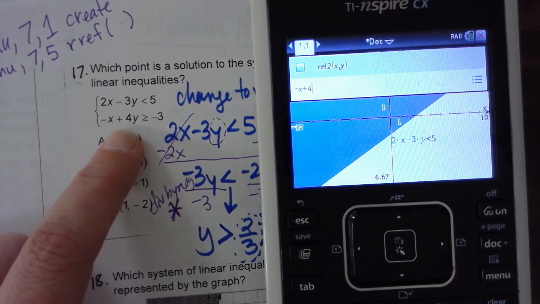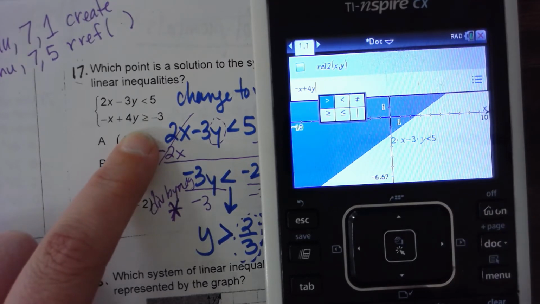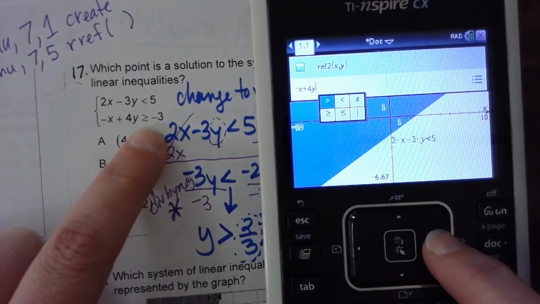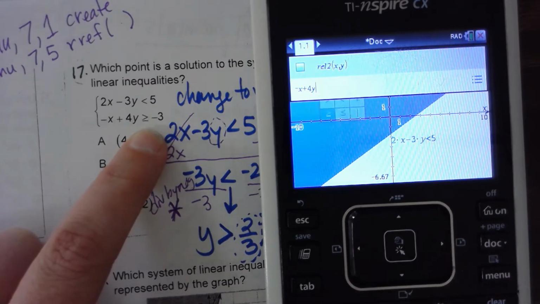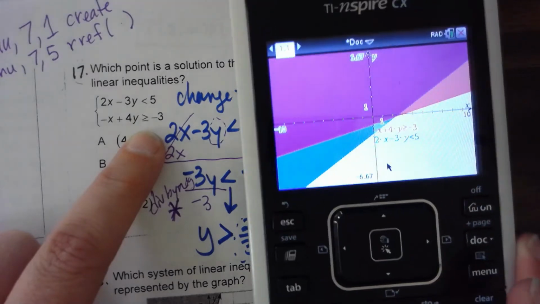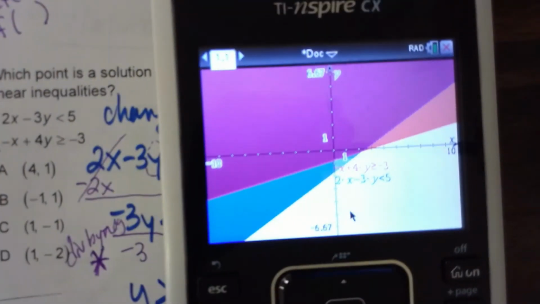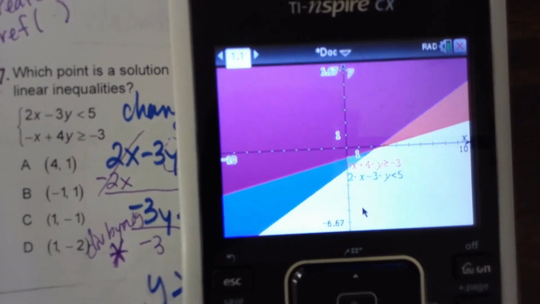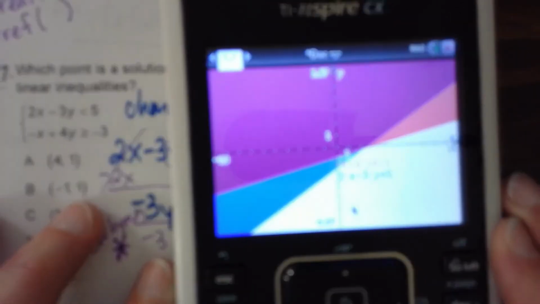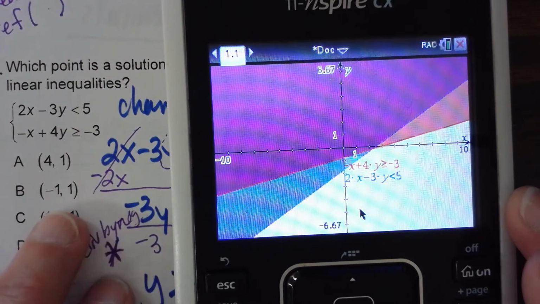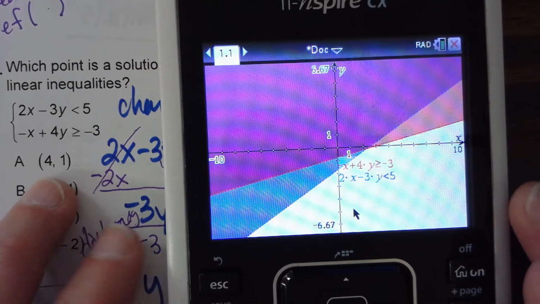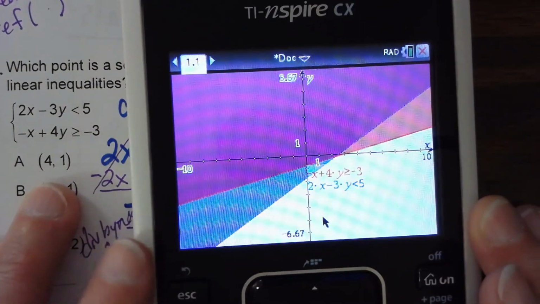-x plus 4y. Control equals. I want greater or equal to -3. Boom. Alright, so I'm going to see if I can scoot in a little bit without giving y'all seizures this time. Okay. Alright, so we're looking for which point is a solution to the system.